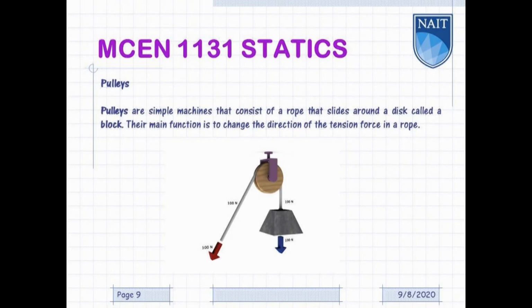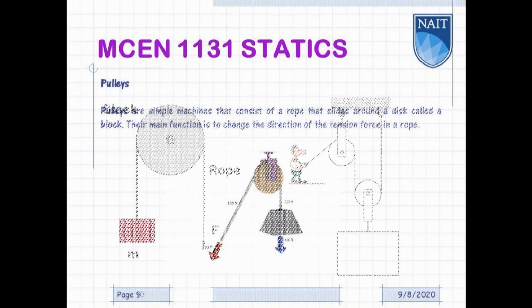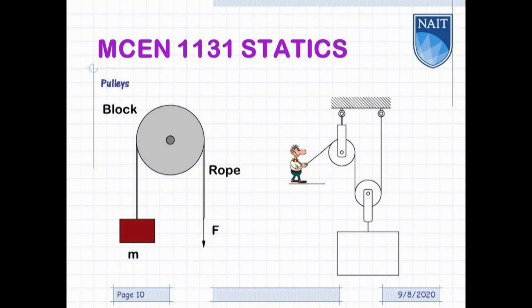Pulleys. Pulleys are simple machines that consist of a rope that slides around a disc called a block. Their main function is to change the direction of the tension force in a rope.